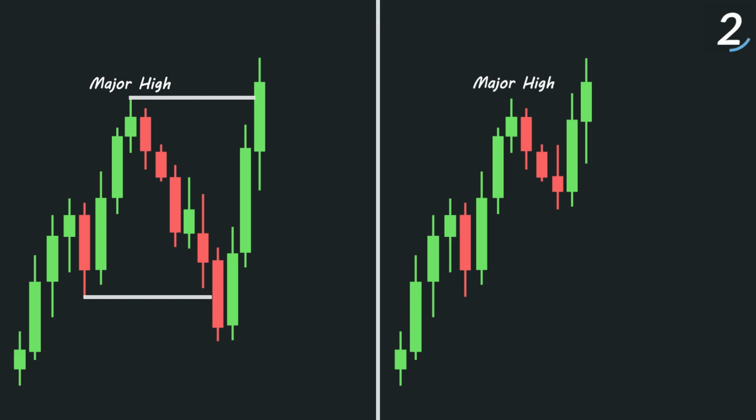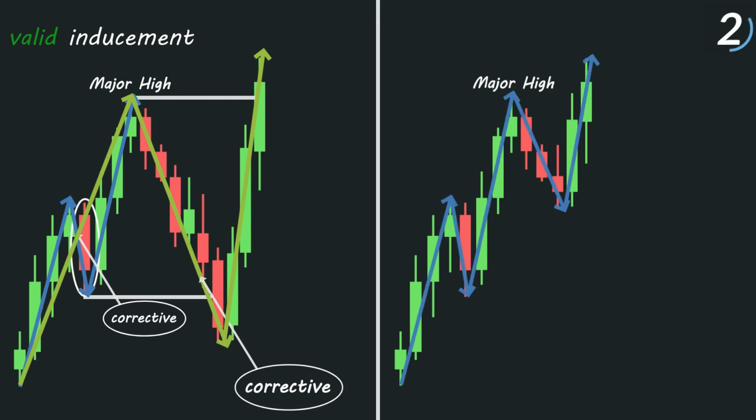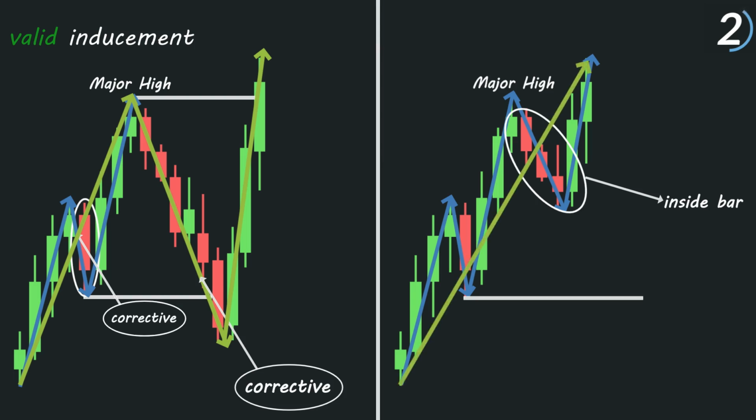In the first scenario, the price breaks below the low of the last bearish candle or sweeps the final corrective move of the candlestick pattern, thereby forming a corrective structure. It then continues upward by breaking the previous high. This movement is considered a valid inducement. However, in the second scenario, the market continues its trend by simply forming an inside bar, without sweeping or breaking the low of the last bearish candle. As a result, no inducement is formed, and it cannot be considered valid.